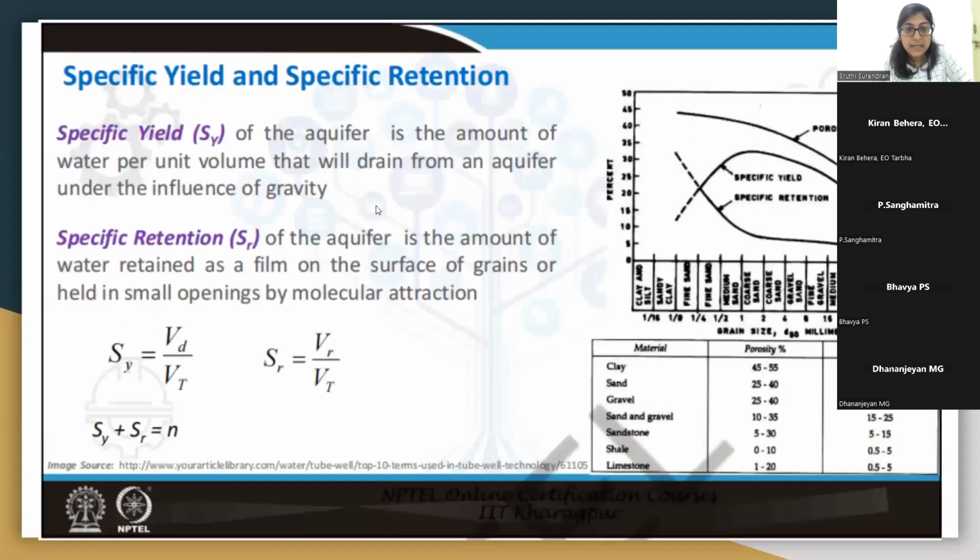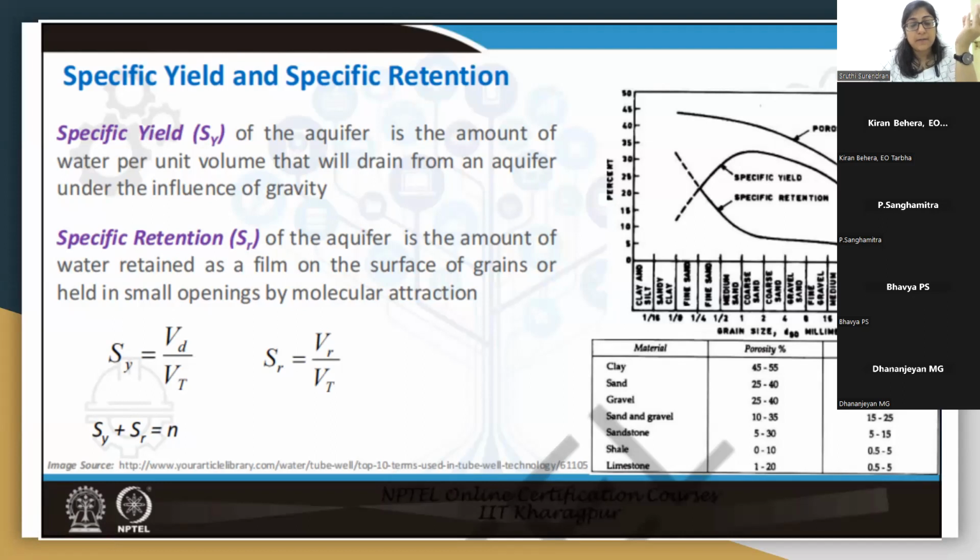So specific yield is nothing but the amount of water per unit volume that is drained from an aquifer because of the influence of gravity. Now specific retention is water that is remaining back after all the water from the aquifer flows out because of gravity. Whatever water is remaining back, retained by the soil grains, is called the specific retention, per unit volume. So the sum of specific yield and specific retention gives us a value called porosity.